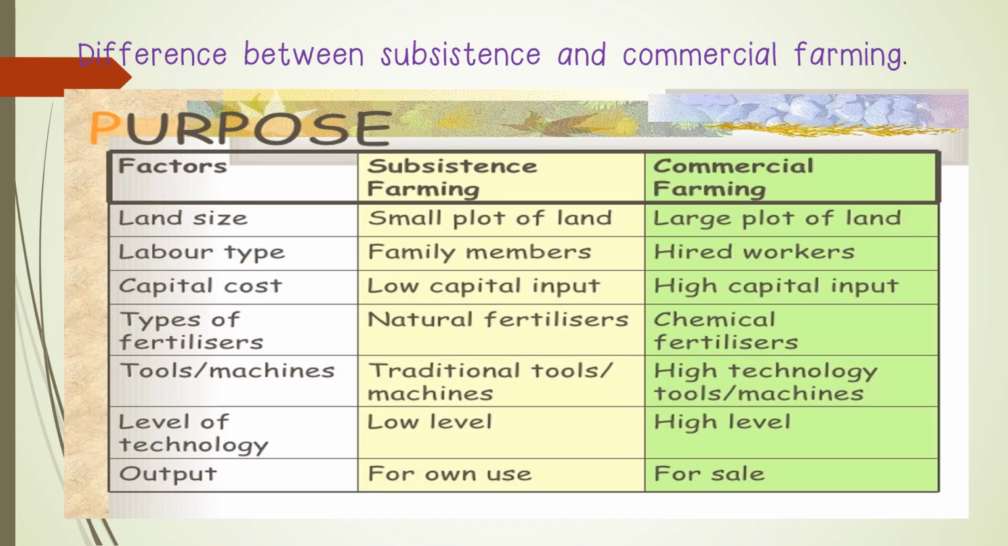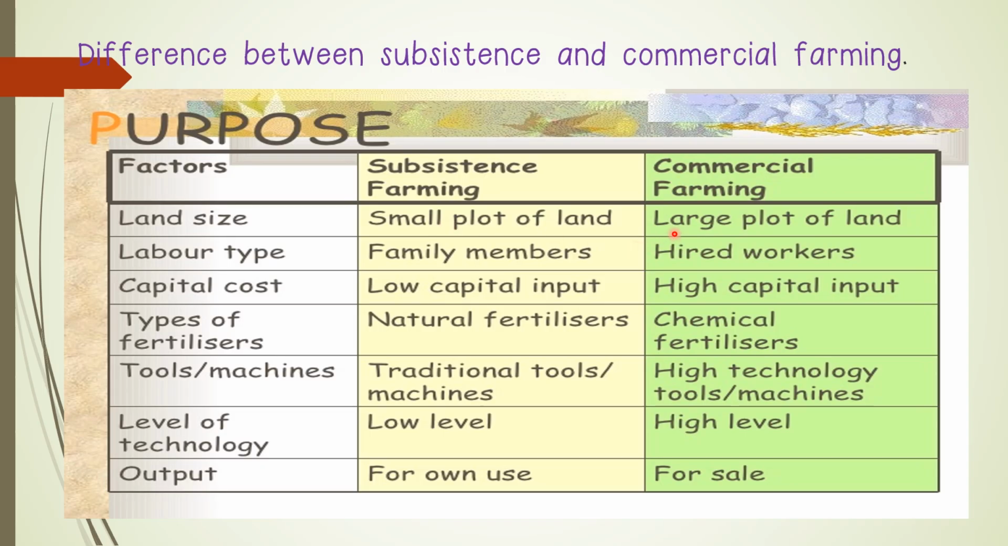Now we'll be looking at the difference between subsistence and commercial farming. So we have our factors. The factors are what we are relating to our subsistence farm and our commercial farm. So we'll start off with the land size. The land size is how big or small the area is that the farm sits on and that their crops are growing on. So in a subsistence farm, it's a small plot of land because they're not growing for everyone, it's just for them and their family, so they don't need a large space to live and to grow their crops.